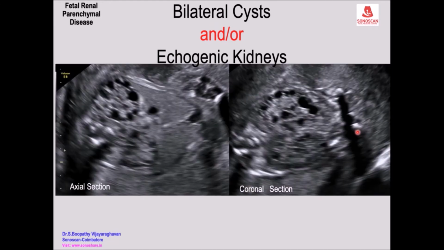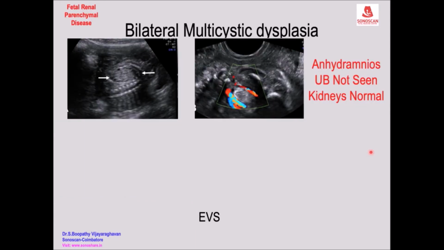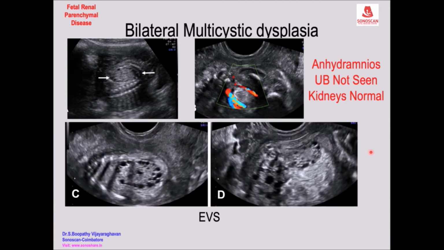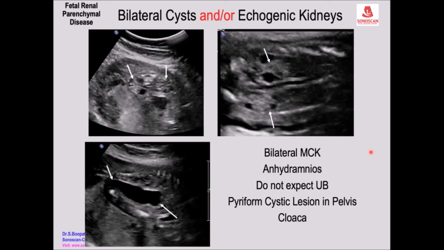Now this is a fetus with anhydramnios, and the axial scan shows bilateral multicystic kidneys, a typical appearance. In the coronal scan, endovaginal scan, because the fetus is in breech presentation, you see bilateral multicystic kidneys. So this is the importance of extending your scan, either with high frequency or endovaginal scans. This is the typical appearance of a cloaca. So bilateral multicystic kidneys with cloaca, then the diagnosis is URSM.